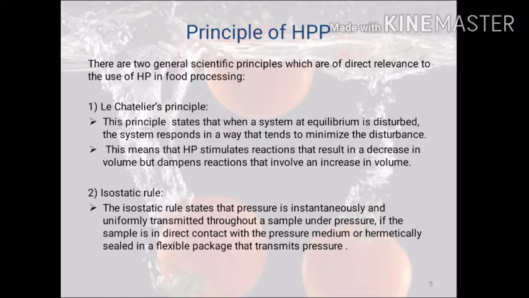Any phenomenon, for example phase transitions, change in molecular configurations or chemical reactions, that is accompanied by a decrease in volume will be enhanced by pressure. The second one is the isostatic rule. The isostatic rule states that the pressure is instantaneously and uniformly transmitted throughout the sample under pressure if the sample is in direct contact with the pressure medium or hermetically sealed in a flexible package that transmits pressure, which means that the pressure is transmitted in a uniform, that is isostatic, and quasi-instantaneous manner throughout the sample, and the time necessary for pressure processing is therefore independent of sample size, in contrast to thermal processing of food.